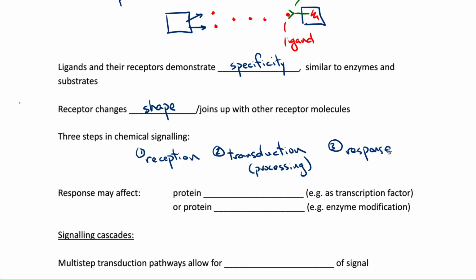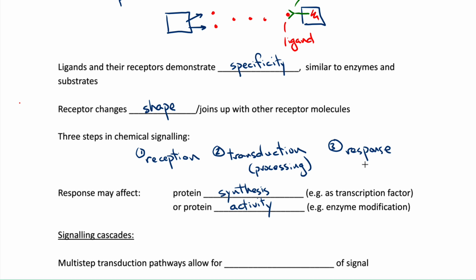And that response may affect either protein synthesis, for example, a transcription factor may be activated that then has effects on gene expression and protein synthesis, or may affect protein activity. For example, an enzyme may be modified, made more or less active. So the first step is detecting the signal, then processing the signal, and then the last is the response.